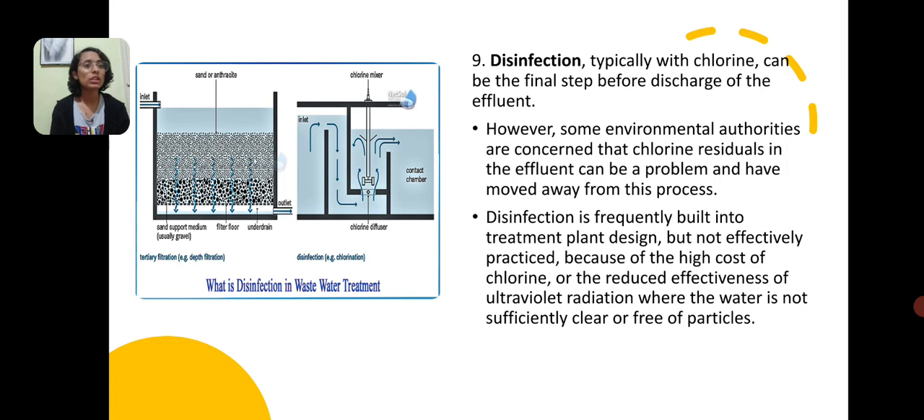Now for the fourth, disinfection. Typically with chlorine, it can be the final step before discharge of the effluent. However, some environmental authorities are concerned that chlorine residuals in the effluent can be a problem and have moved away from this process. Disinfection is frequently built into treatment plant design, but not effectively practiced because of the high cost of chlorine or the reduced effectiveness of ultraviolet radiation where the water is not sufficiently clear or free of particles.